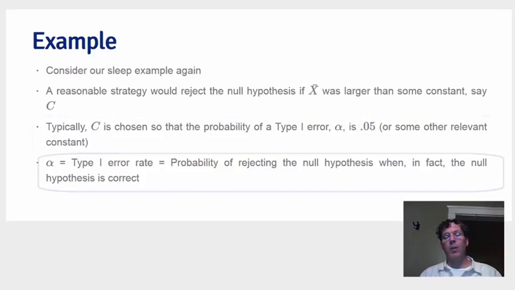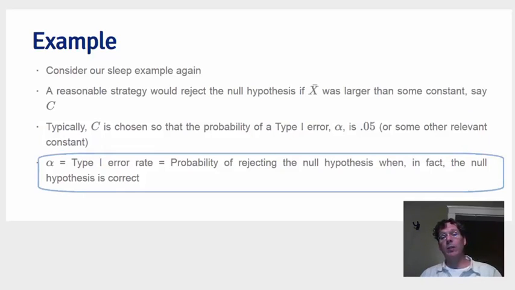So to repeat, alpha is the type 1 error rate, which in other words is the probability of rejecting the null hypothesis when in fact the null hypothesis is correct, a bad thing. We don't want to make these kinds of mistakes. But as in our court of law example, we don't want to set this rate too low because then we would never reject the null hypothesis.